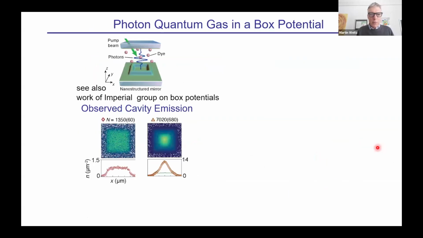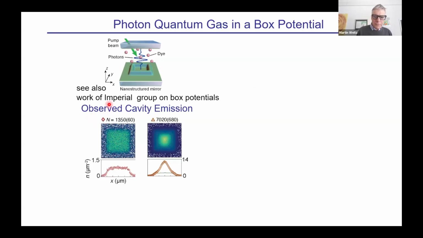So finally, I will talk about experiments where we realize a BEC in a box potential and then measure the compressibility of this photon gas. Box potentials are something that have been investigated in polariton traps also. So here we do it for the photon gas. Let's talk about that first.